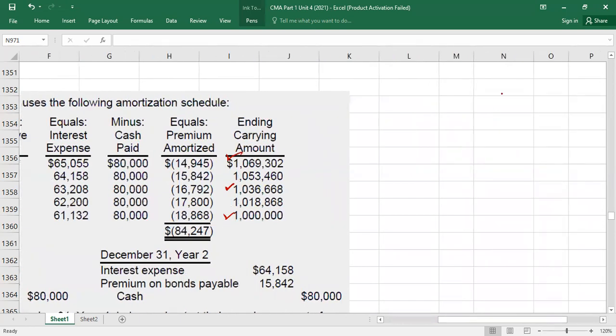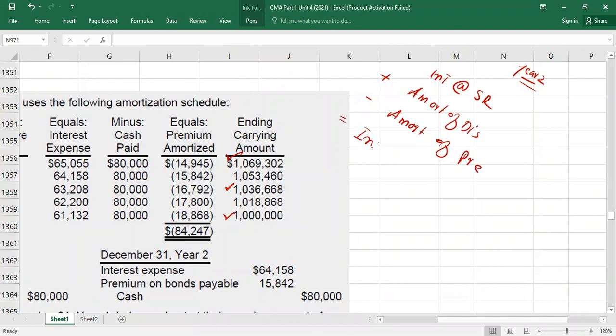Do you remember what format I told you for interest expense? I'm doing this calculation for year 2. You remember how you record the interest expense in the profit and loss account? You will take interest at the stated rate plus amortization of discount minus amortization of premium. This will be your interest expense at which rate? At the market rate, the effective rate, right? This is the format I told you. Are we dealing here with the discount or premium?